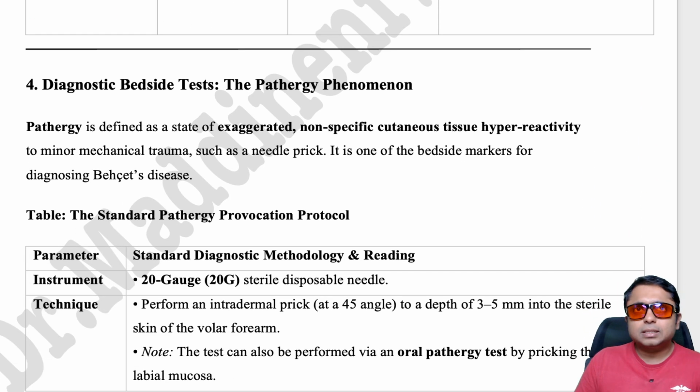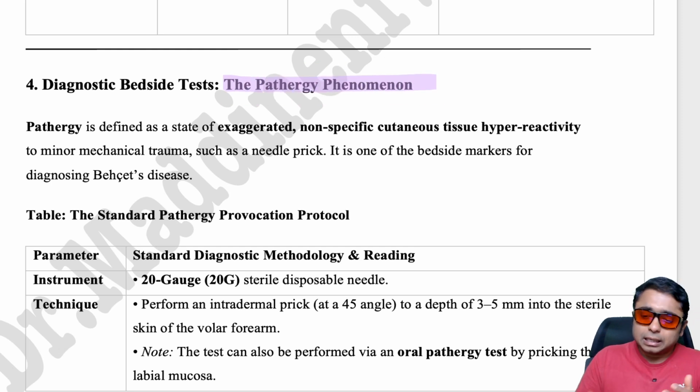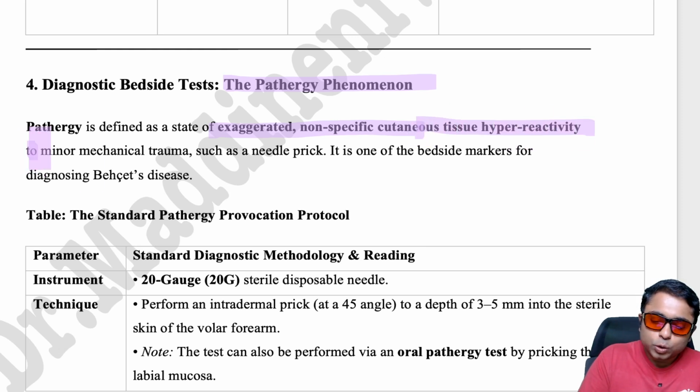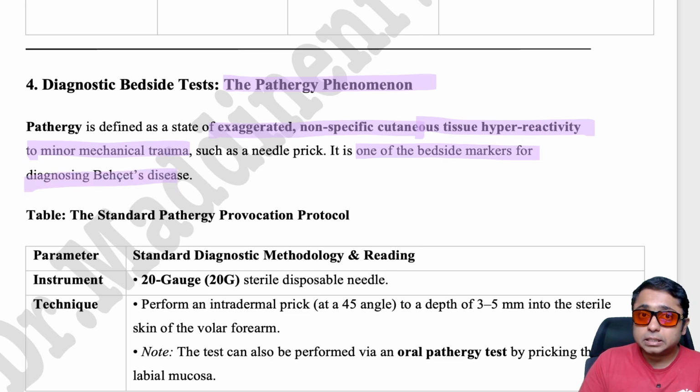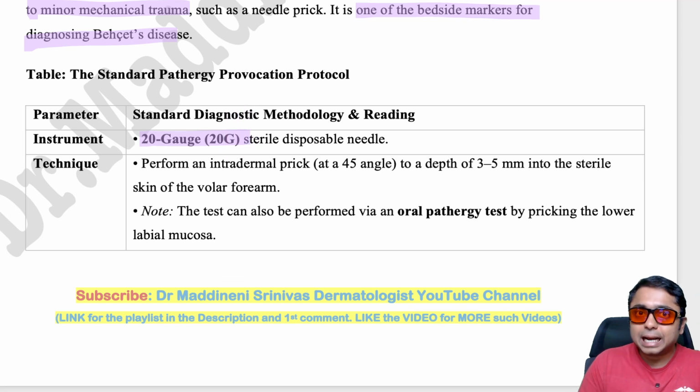Now, coming to a bedside test, the pathergy test, I hope you have heard of this test, which is basically exaggerated non-specific cutaneous tissue hyperreactivity to the minor mechanical trauma which is produced as a part of the test, right. It is one of the bedside markers for the diagnosis of Behçet's disease. What we are going to do is basically, with a 20 gauge sterile disposable needle, prick the skin at a 45 degree angle and up to a depth of 3 to 5 millimeters.